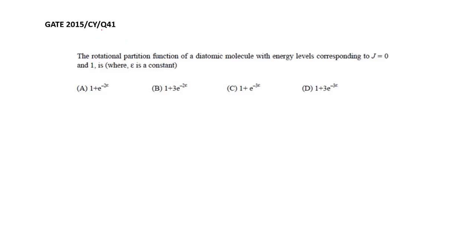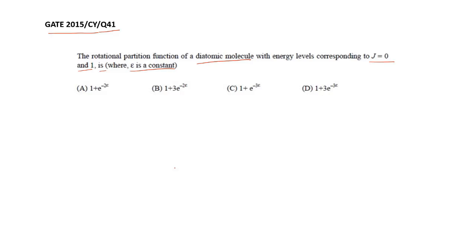All, let us discuss question number 41 of GATE 2015 chemistry. The question is: the rotational partition function of a diatomic molecule with energy levels corresponding to J equal to 0 and J equal to 1 is, where epsilon is a constant. Options given are 1 plus e raised to minus 2 epsilon, 1 plus 3 e raised to minus 2 epsilon, 1 plus e raised to minus 3 epsilon and 1 plus 3 e raised to minus 3 epsilon.